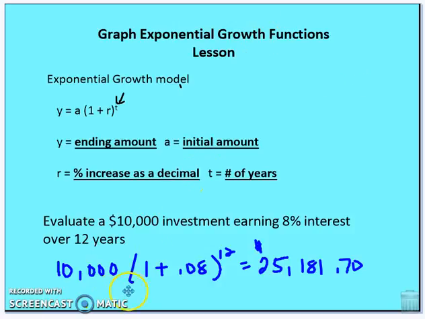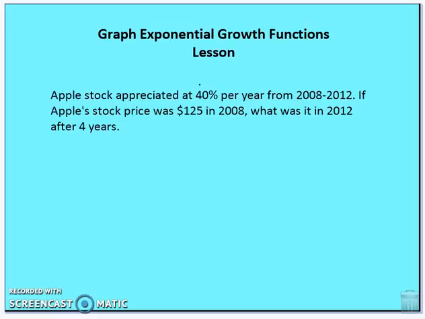Right, so I have $10,000. Again, remember, we need to include this 1 to retain the original value and then add the interest of 8%. Otherwise, we just end up with the interest that we're earning, not the total amount, which is what we want to get at the end of the 12 years. So 10,000 times initial investment times 1 plus 0.08 to the 12th is equal to $25,181.70.